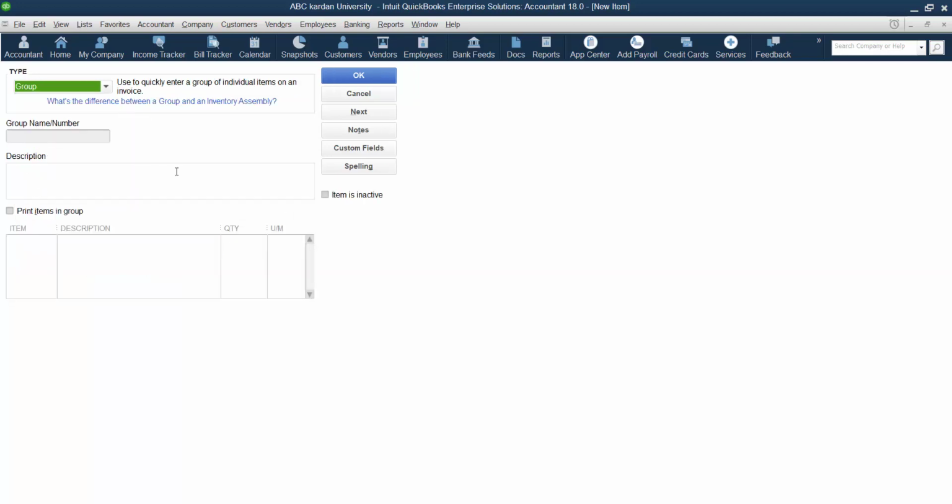Group, for example, group is simple. What is the purpose of group? Used to quickly enter a group of individual items on the invoice. If sometime, for example, a particular customer regularly purchases a particular item from your organization, right?